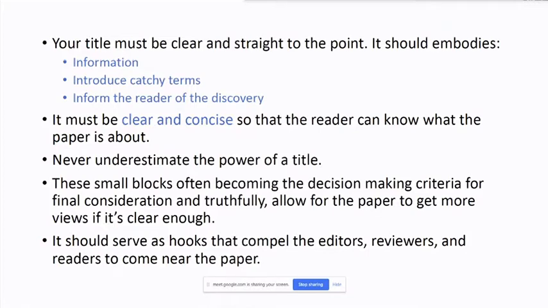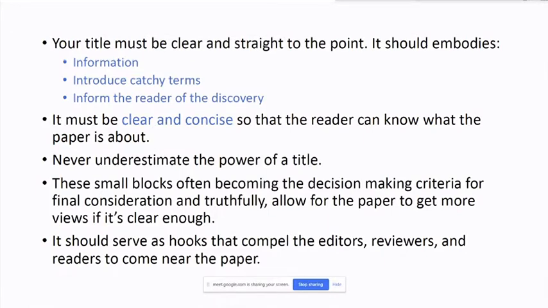Now, the small blocks of title, because title is not that long, often become the decision-making criteria. As I said earlier, when I gave you the example of when you submit a grant, the reviewers, the editors, they receive so many titles, so many articles on a given day.